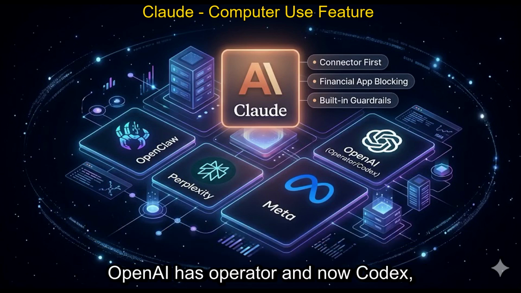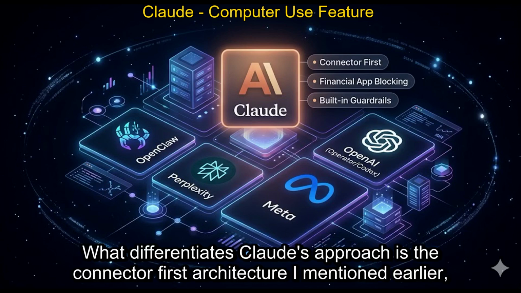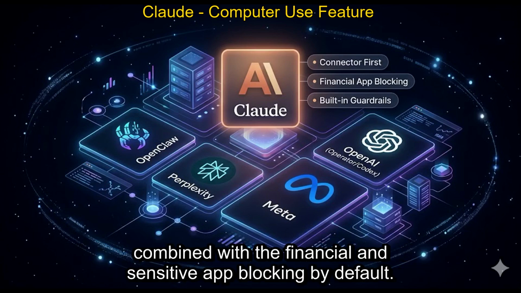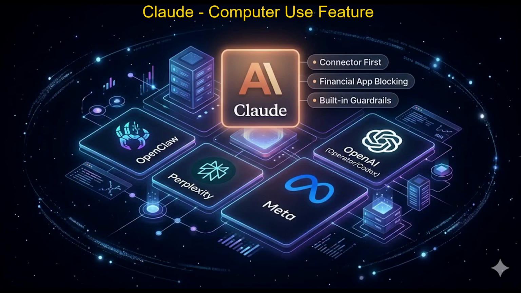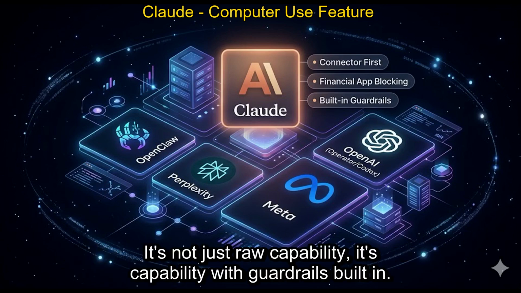OpenAI has Operator and now Codex, Perplexity has their own computer use feature, and Meta has been working in this space too. What differentiates Claude's approach is the connector-first architecture I mentioned earlier, combined with the financial and sensitive app blocking by default. That last part matters a lot for teams where you're running this in a shared or production environment. It's not just raw capability, it's capability with guardrails built in.